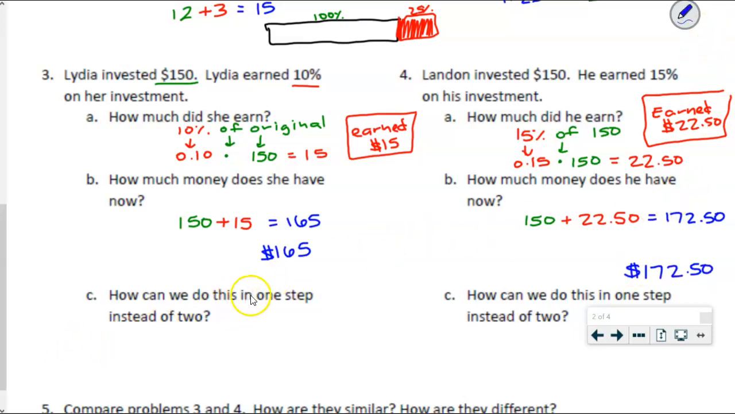How can we do this in one step instead of two? This is where when I draw that model and bring it in, it can be helpful. Here's that 100%. But once I figure out what 10% is, what do I do with that 10%? I tack it on to the end, right? 100% plus 10% is equal to 110%.